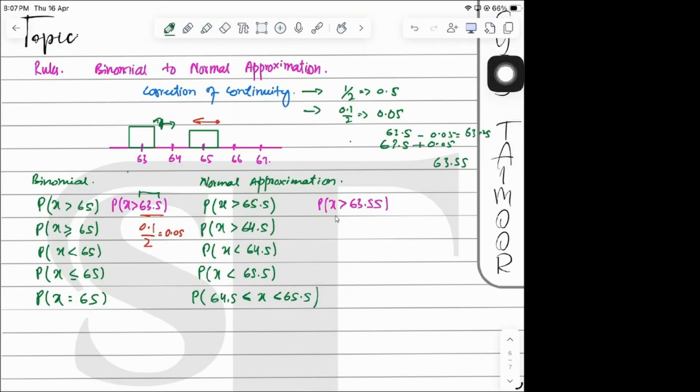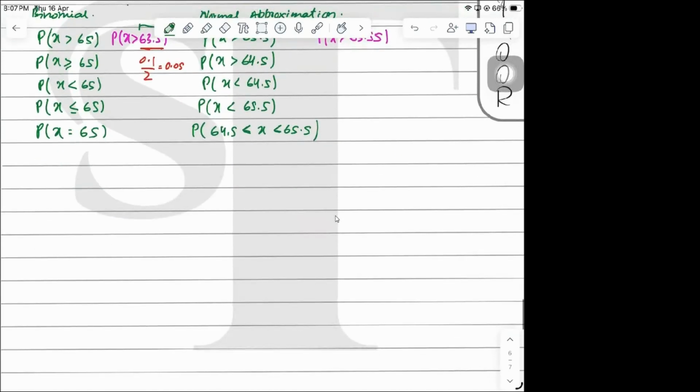Got it? So if it was probability of x is less than 63.5, what would it become? Less than 63.5, so you will start with 63.45. No, 25, no. Why? 63.5. Yeah, I wrote it wrong. It is 45. Okay, fine. Now I'm writing a question over here.